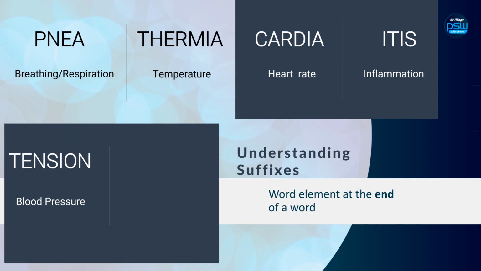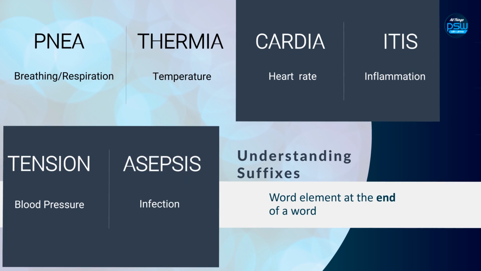If there's tension, it means there's pressure. So if it's hypotension, you have low blood pressure. If it's hypertension, you have high blood pressure. And last but not least, sepsis is infection. So if I have asepsis, it means I am avoiding infection. So I have a clean area.